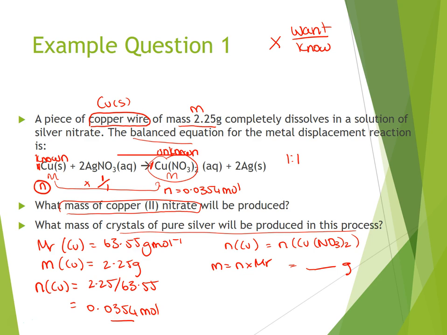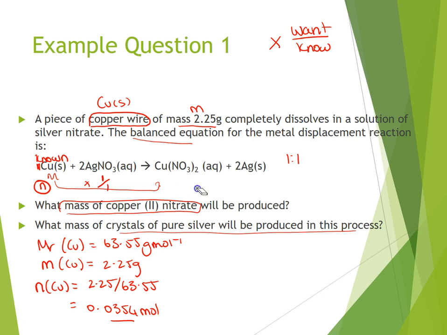Here's the thing, it's not always 1/1, but I can use this relationship regardless. So let's have a look. The next question asked me to find the amount of silver that will be produced. Now I'm not interested in copper nitrate, so we're going to make that go away. What I want, my unknown, is now silver. I can still step down by a mole, across by my mole ratio, and up by my formula to silver.